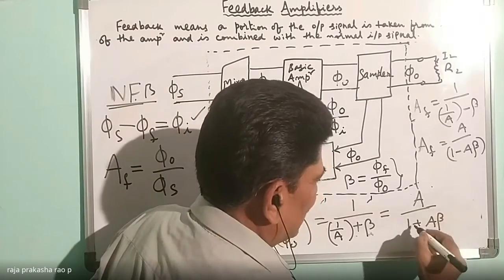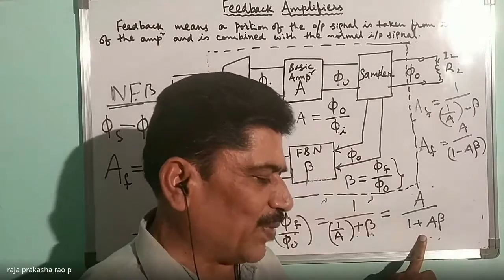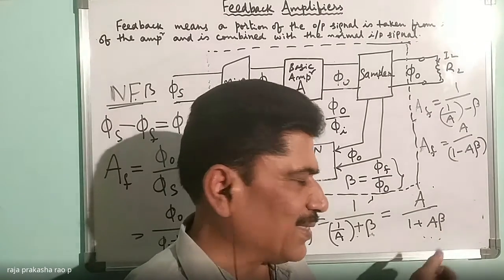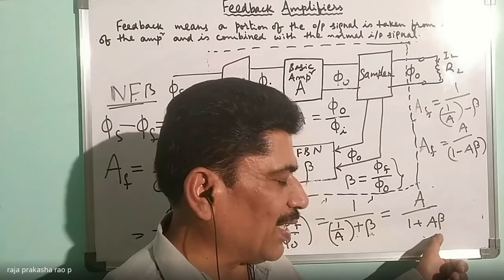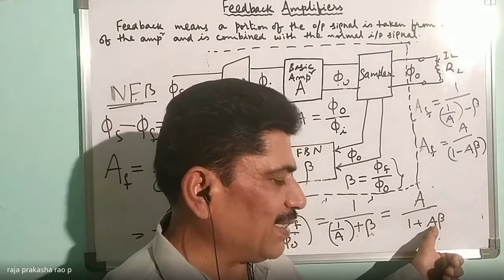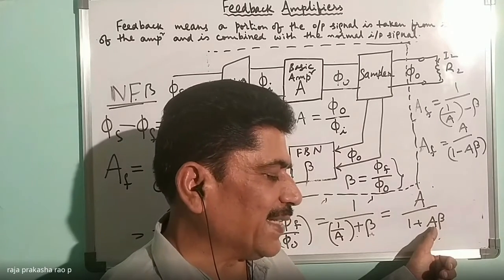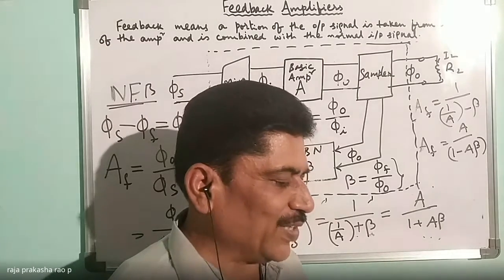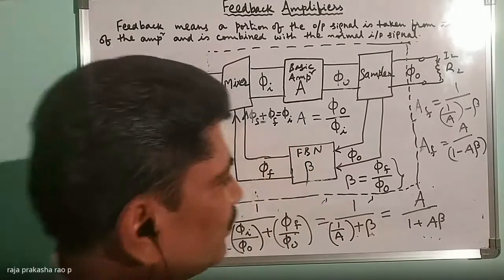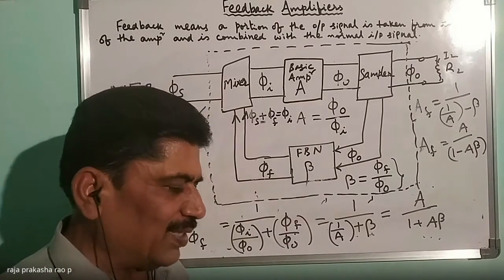You should remember this equation. For negative feedback we get a plus sign here, and for positive feedback we get a minus sign in the denominator. This Aβ is nothing but the loop gain. In this, A is the gain without feedback, and Af is the gain with feedback. And beta is, tell me, what is beta?